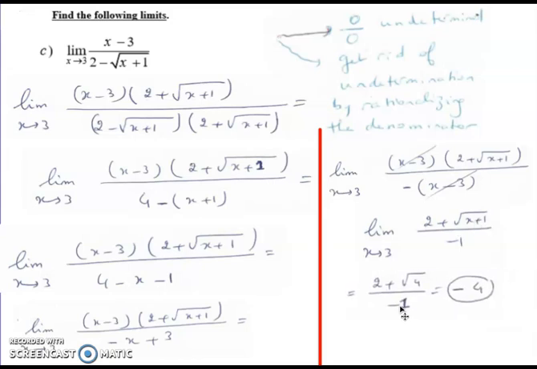So here in this part, to get rid of undetermination, we multiplied the numerator and denominator by the conjugate of the denominator, rationalizing. Then we factorized to get rid of the factor leading to 0 over 0, and we got the answer. Also in this case, there is no asymptote because the limit as x tends to a constant is also a constant. It's not infinity. Thank you.